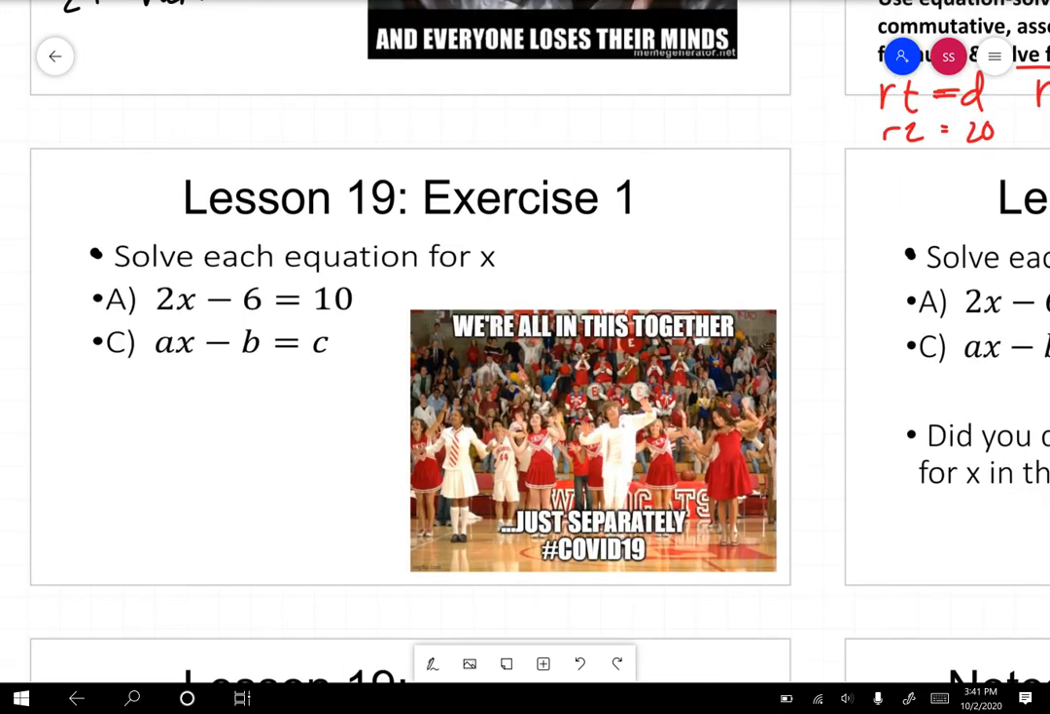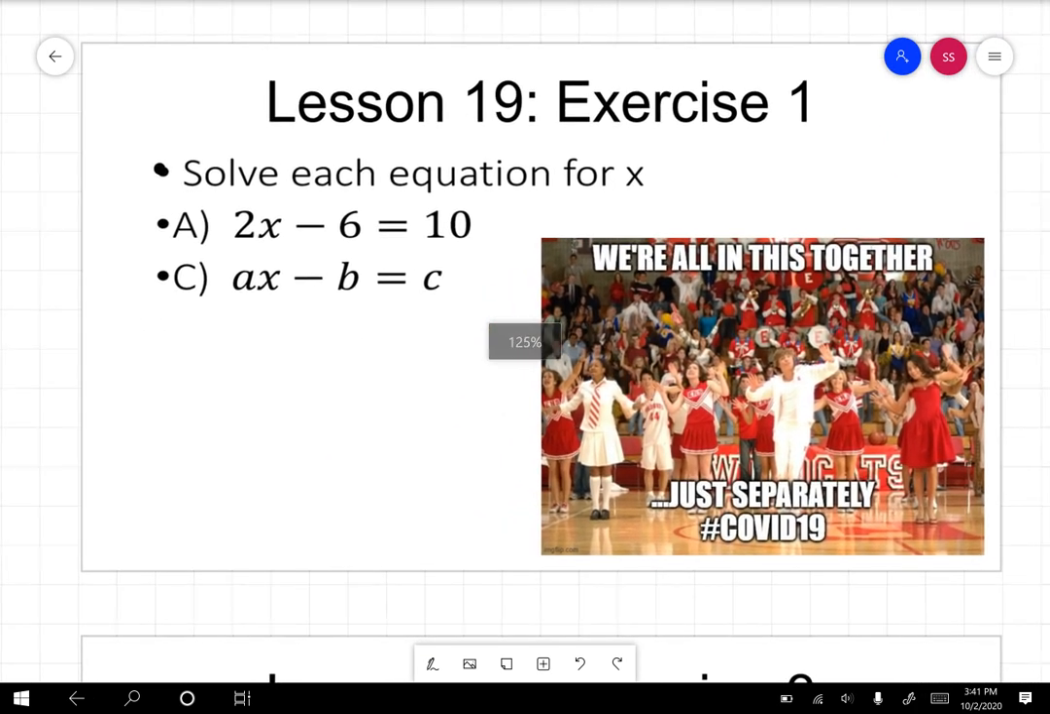Okay. So let's look at exercise 1. I don't know, I was on like a meme roll for a hot second, and well, there you go. There's a High School Musical meme for you. We're going to do this one together. We're all in it together.